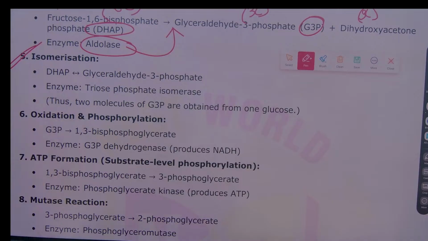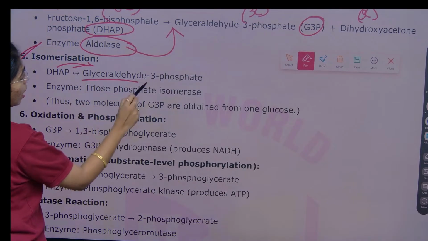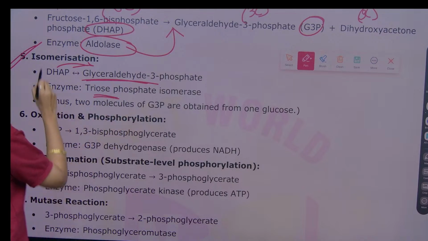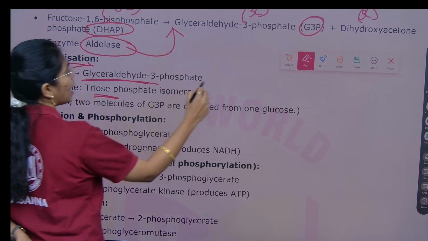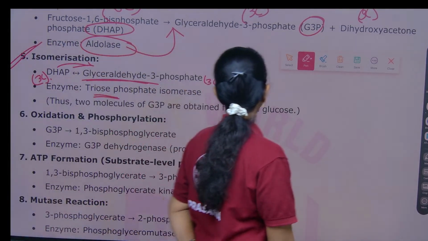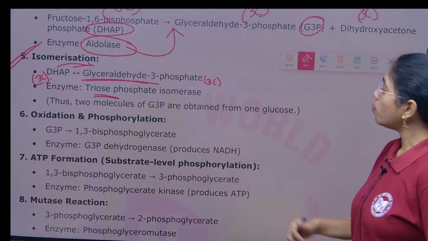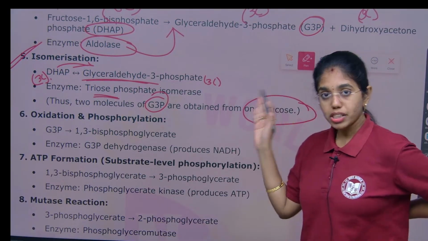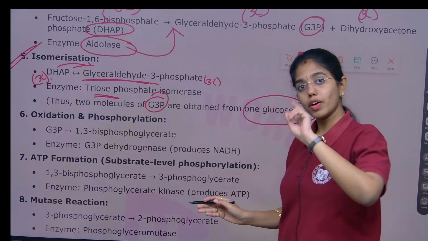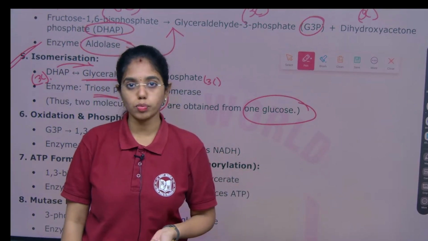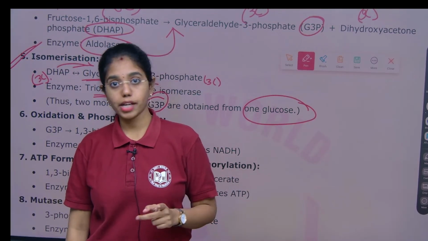Next is what? Isomerization, where dihydroxy acetone phosphate is isomerized to glyceraldehyde 3-phosphate. This is by the enzyme triose phosphate isomerase. DHAP is also 3 carbon, glyceraldehyde 3-phosphate is also 3 carbon, and this is isomerized by the enzyme triose phosphate isomerase. Thus, 2 molecules of G3P are obtained from 1 molecule of glucose. From the 6th step onwards, you can calculate the energetics for 2 molecules of G3P. You can calculate the energetics for one total glucose molecule, as DHAP is again getting isomerized to G3P.